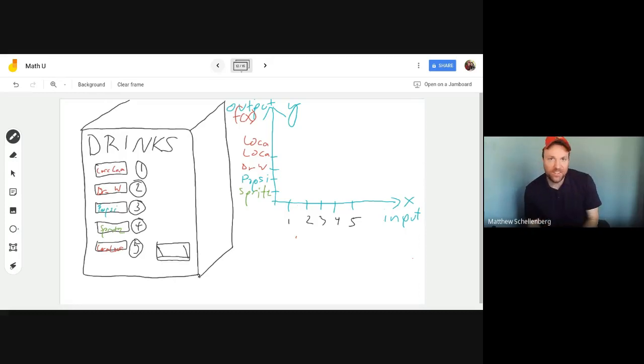Hey everybody, this video is about knowing whether or not a function is indeed a function, or if it's broken, if it's not a function. How can you tell? Can you tell by a table, by a graph, and so on?